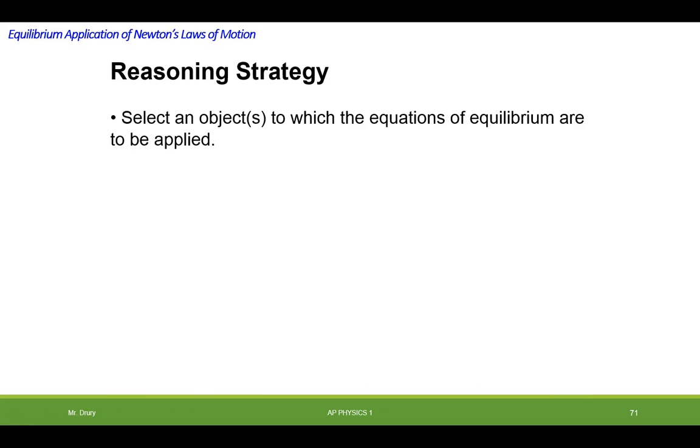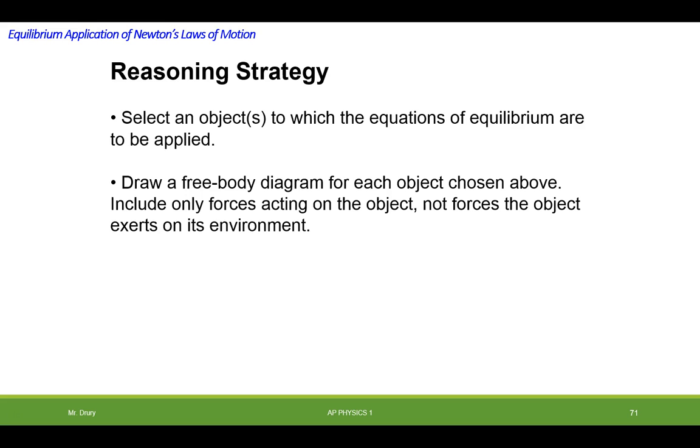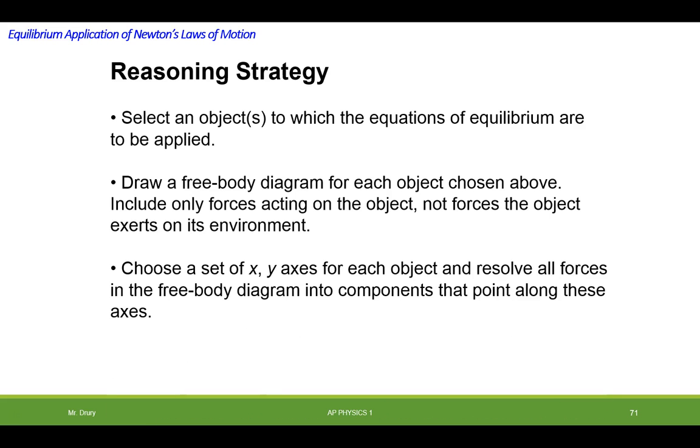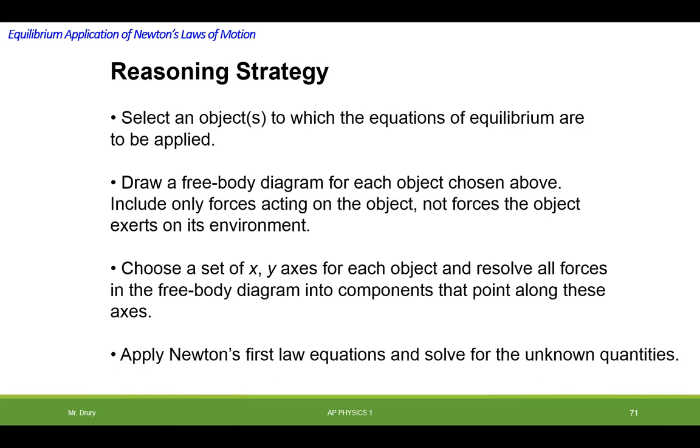The object or objects to which equilibrium is to be applied are selected. In other words, what is the object you're going to be looking at, or objects you're going to be looking at? And then you draw a free body diagram for each of them, and you include obviously only the forces acting on the object, not forces the object puts on its environment. And you choose a convenient coordinate system and resolve all the vectors into their components, the x and y axes. And then you use Newton's laws and equations to solve for any unknown quantities. So it's pretty straightforward.